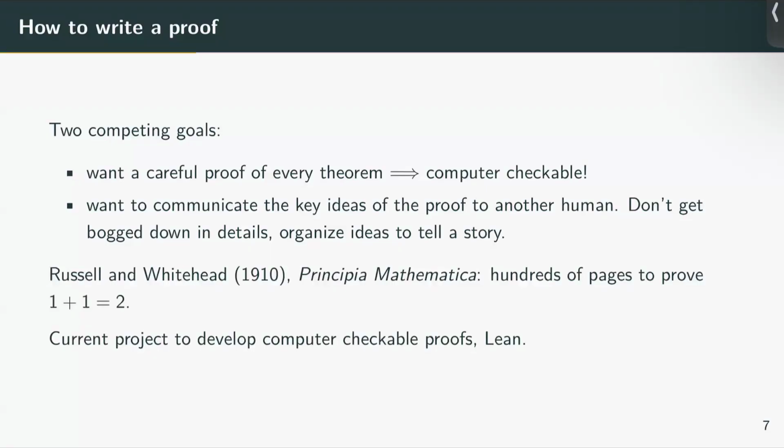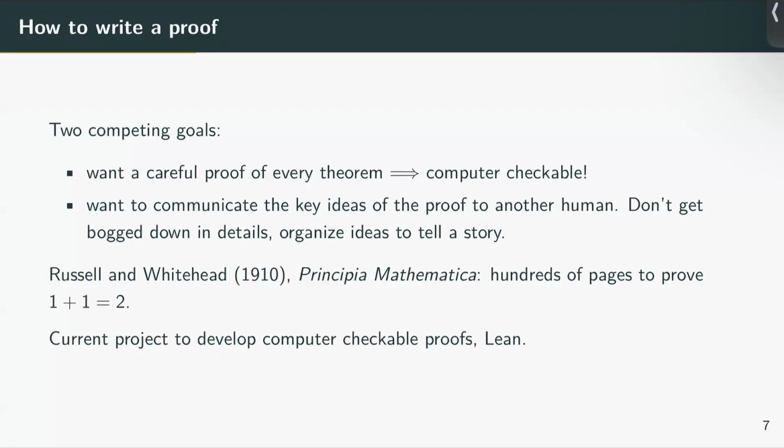I'll mention two examples of the rigorous extreme of this. Bertrand Russell and Alfred North Whitehead in 1910 published a work called Principia Mathematica. They later published, I think, a revision of it and then maybe a second volume. This was a huge amount of work that they did. It took them hundreds of pages to prove that 1 + 1 = 2 in their framework.